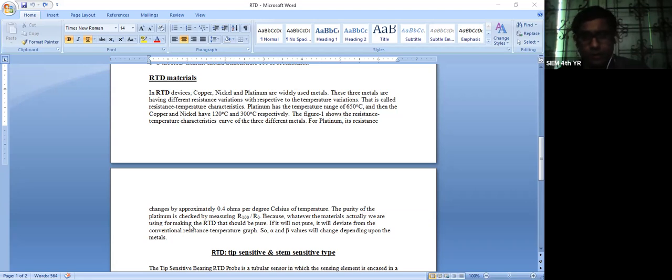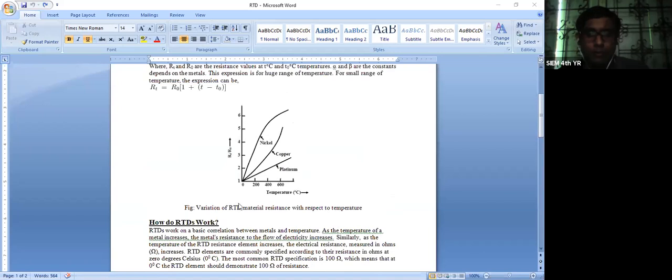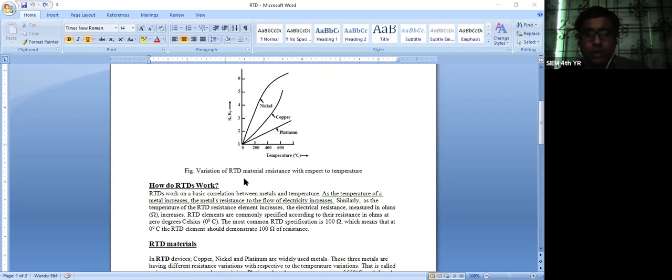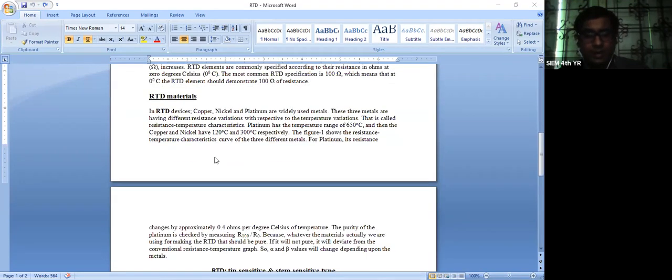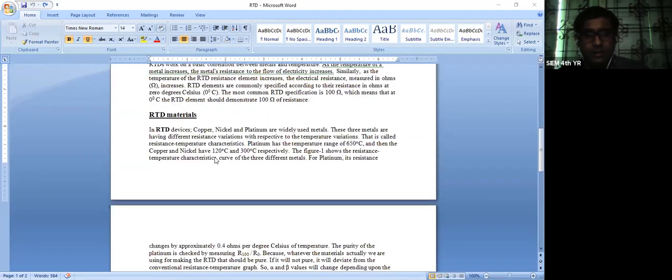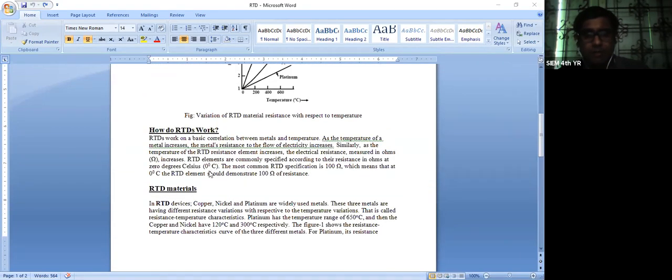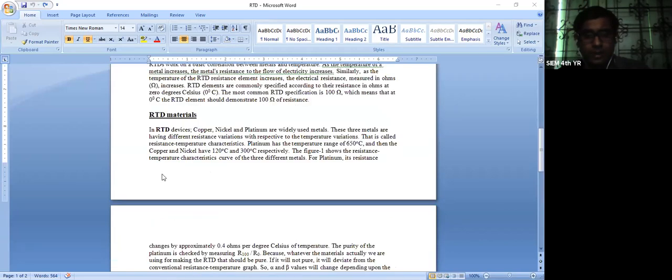So here I have told you one way to measure the purity. In case the metal or the material used to make the RTD is not pure, it will deviate from the conventional resistance temperature graph. From the graph we can see how much resistance there will be for how much temperature change. So our reading will deviate from the original graph, and there will be error in the reading. So basically RTD materials, copper, platinum, nickel, and the technique to check their purity.